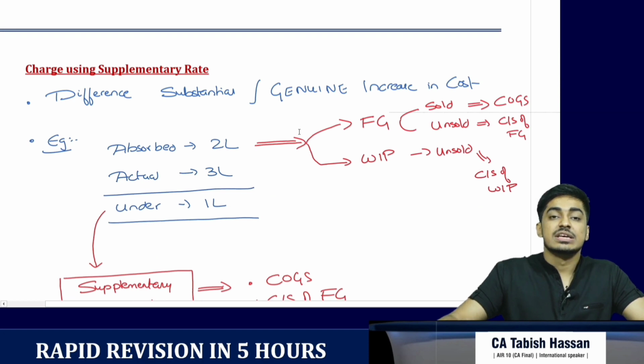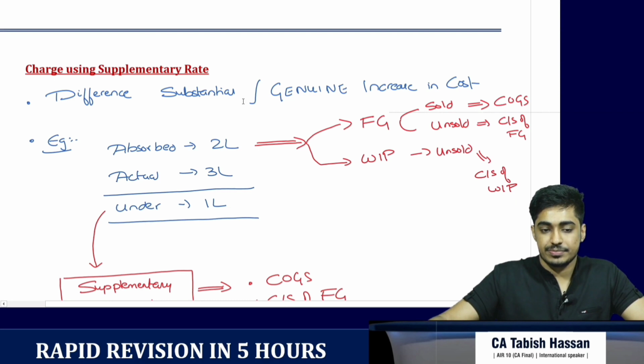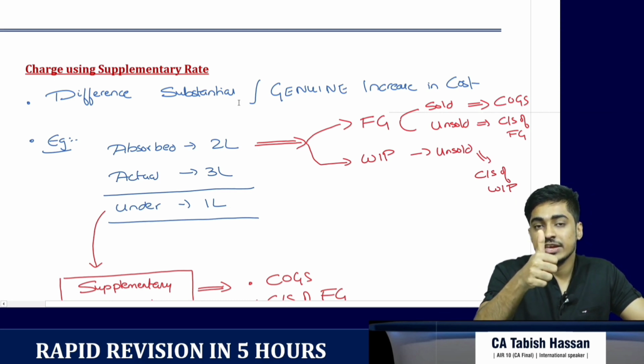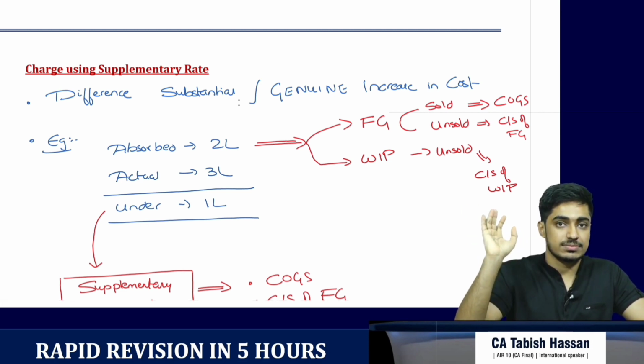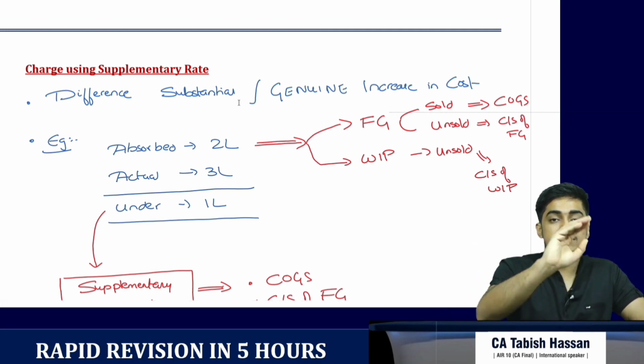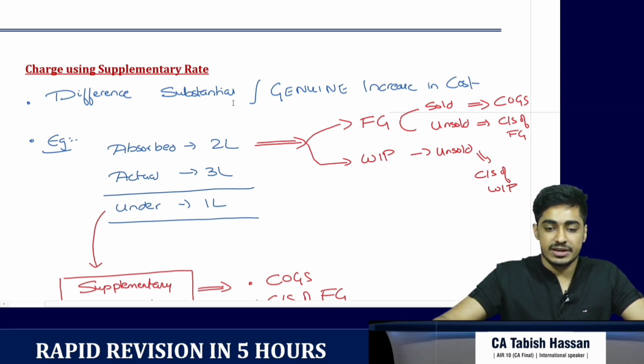Next, third is we charge the under or over absorption using a supplementary rate. Okay, when do we use it? We use it if the difference is substantial, if the difference is huge, or if there is a genuine increase in cost. Okay, if it is due to abnormal reason, we transfer it to costing P&L. If there is a genuine increase in cost, we charge using supplementary rate.